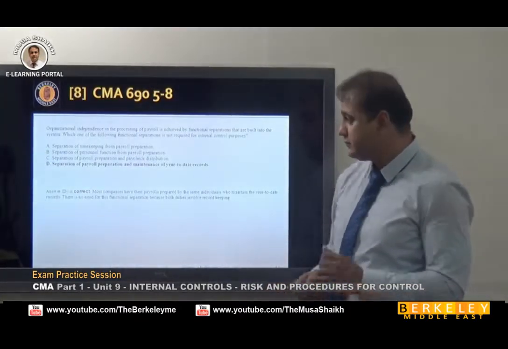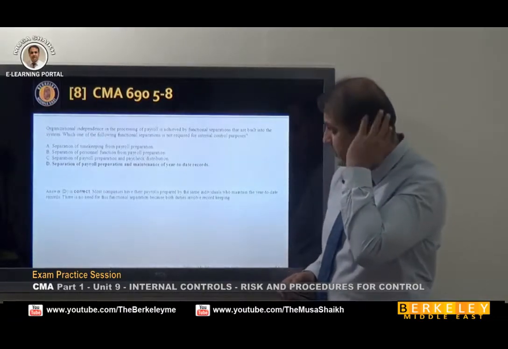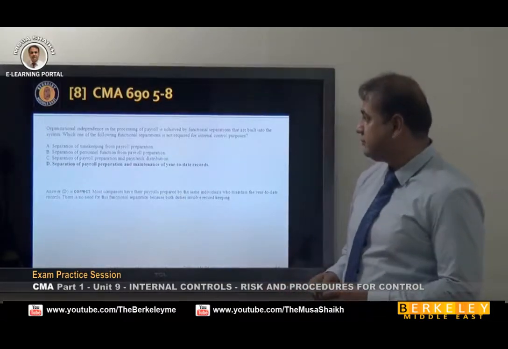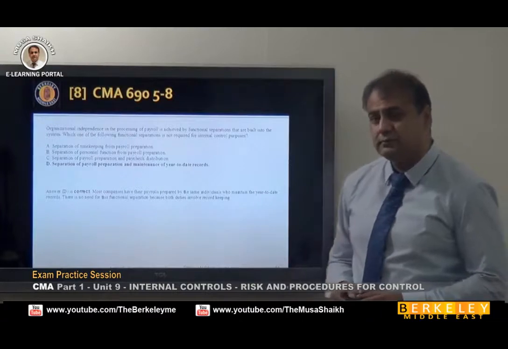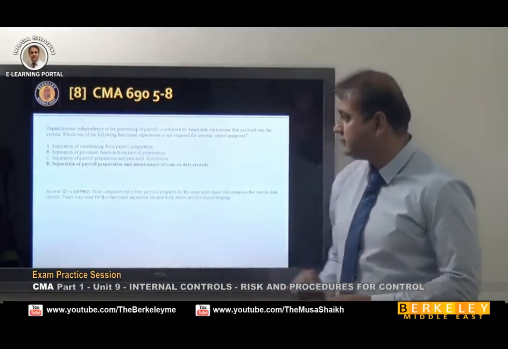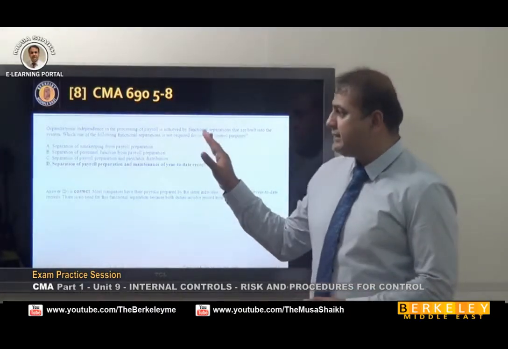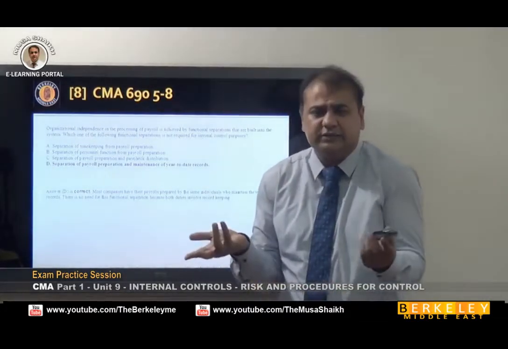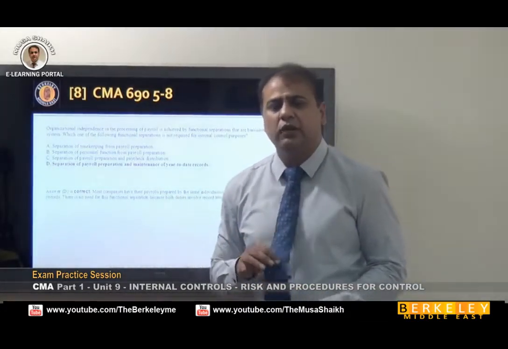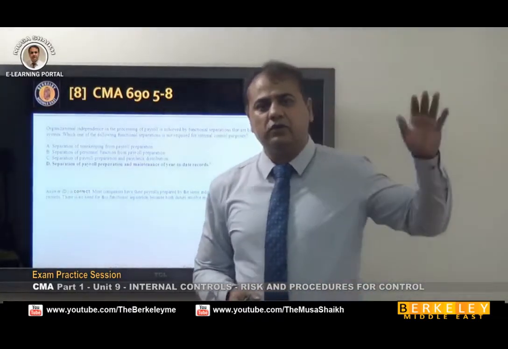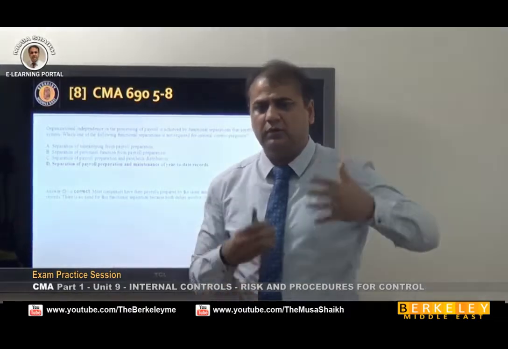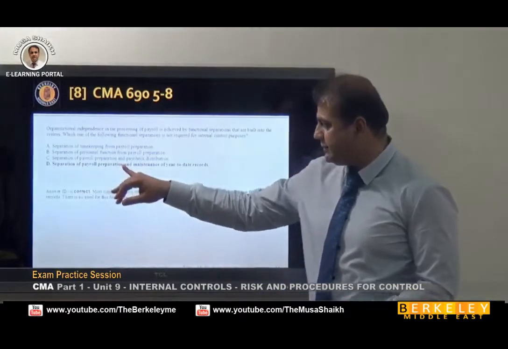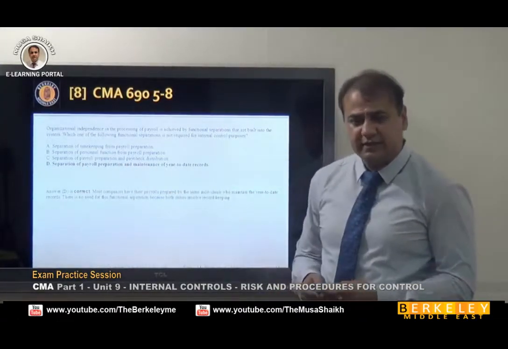Next. Organization mechanism and the processing of payroll is achieved by functional separation built into the system. Which one of the following functional separations is not required for the internal control process? He says that segregation of duty is very important, but which of the following we don't need to segregate. For example, I am a payroll accountant and I record the maintenance also. So no conflict, right? So the D option, separation of payroll preparation and maintenance of year-to-date records, is one of the options.